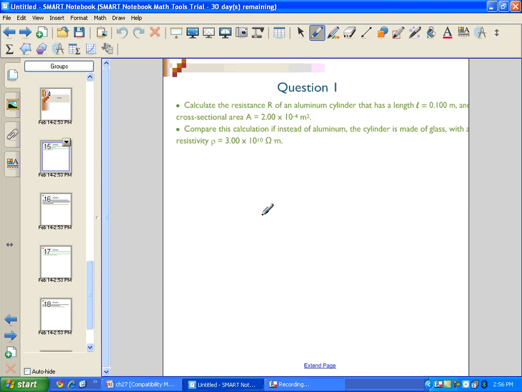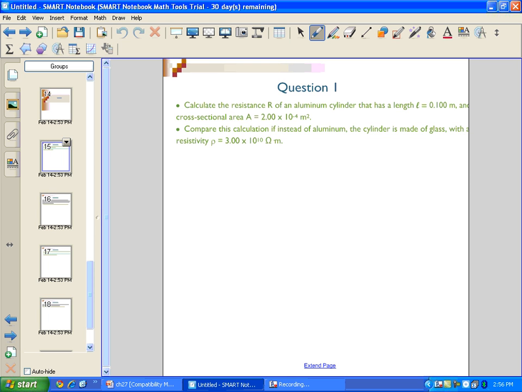Here, we're told to calculate the resistance of an aluminum cylinder which has a length of 0.1 meters and a cross-sectional area of 2 e to the minus 4 meters squared. Then we're to compare that value of resistance with another cylinder of the same dimensions, but instead made out of glass, and we're given the resistivity for that type of glass.